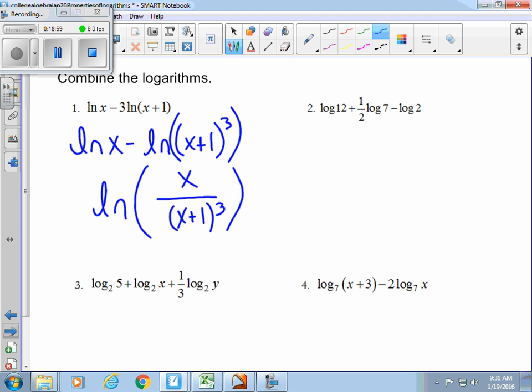Does everyone see why I had to do the power first? Because there wasn't a property with a number in front. So the first thing I'm going to look at when I look at number 2 is, are there any numbers in front? Are there? So I need to deal with that first. Where is there a number in front? The 1/2. I'll leave this as log of 12, but I'm going to change this to be log of what?